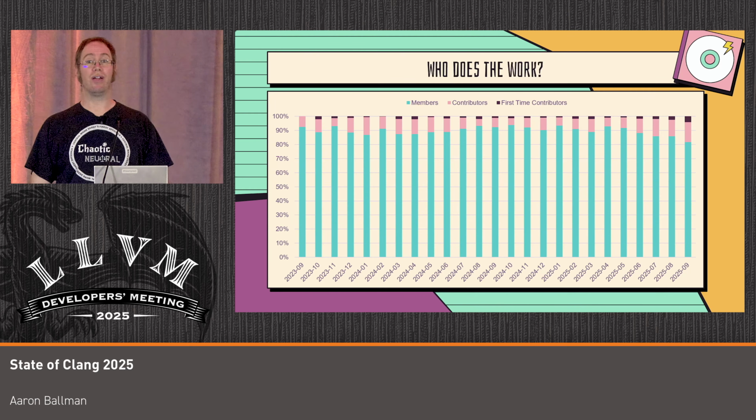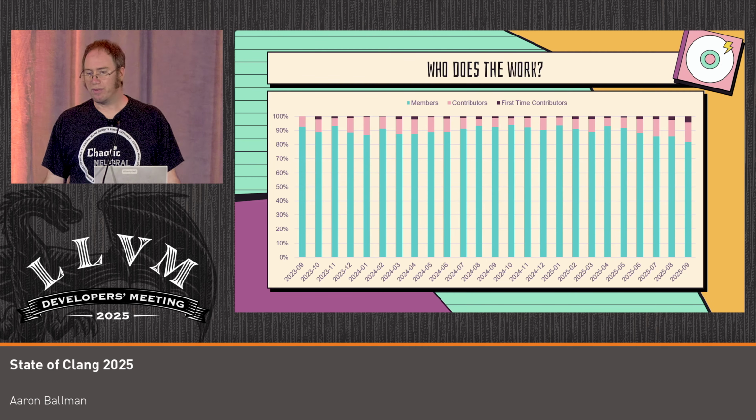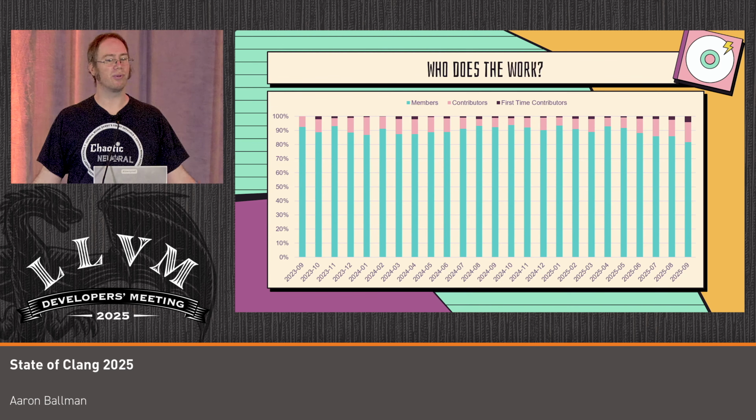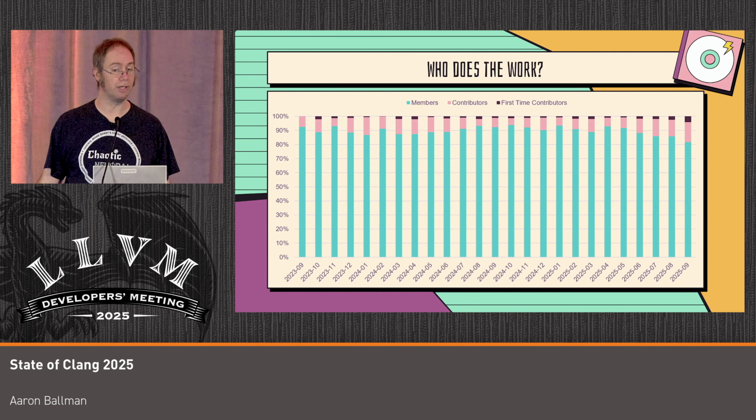This probably comes as very little surprise to anybody here, but who is doing the work? On GitHub, if you are listed as an LLVM member or a contributor, that's basically almost 100% of the people doing the work. But our first-time contributors are starting to pick up steam. We're starting to see more people do first-time contributions, which is great, because those are the folks that build up the future for our product, which is something we really need to do.